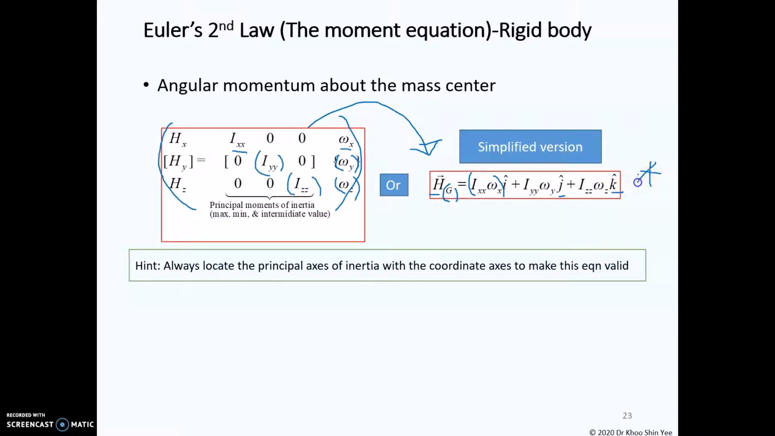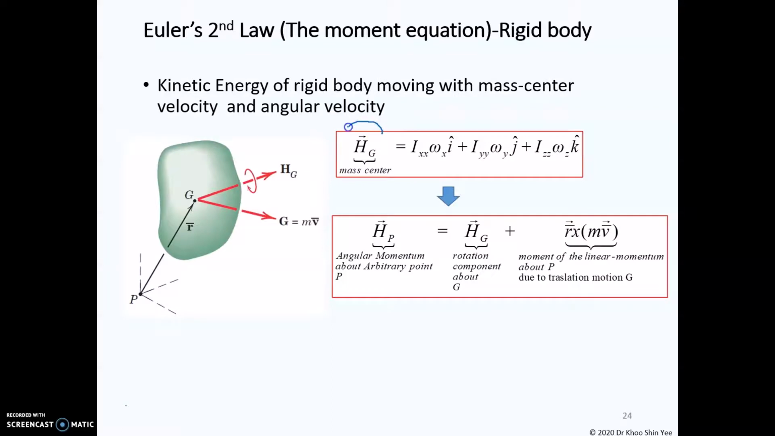So this equation is very useful. Please remember that this equation is only valid when the coordinate axis that you select is a principal axis. So you have learned that you can compute the angular momentum at the center of mass for this rigid body by using this formula. How about finding the angular momentum of this rigid body at an arbitrary point, let's say at point P here? So you can do this by using this formula.